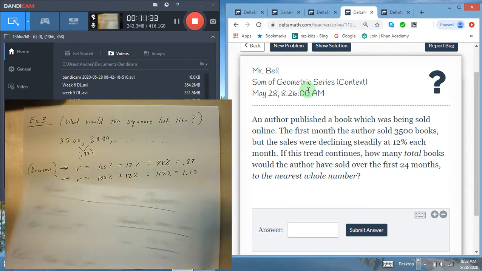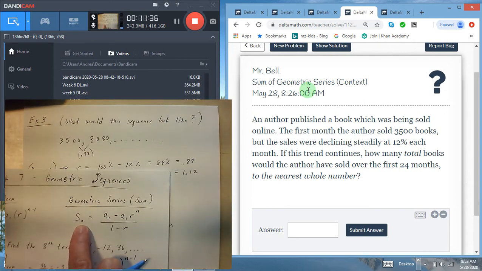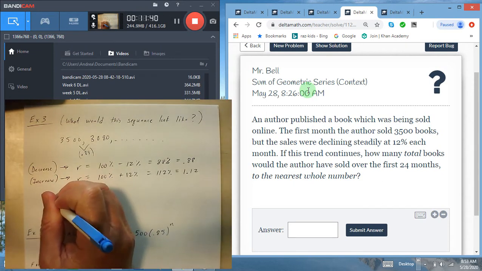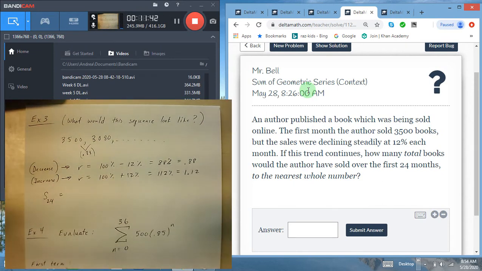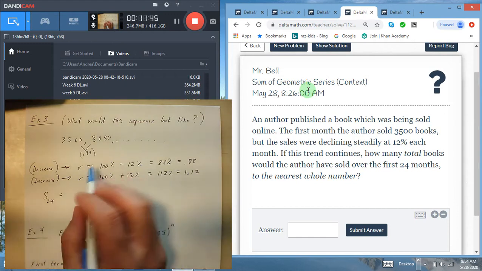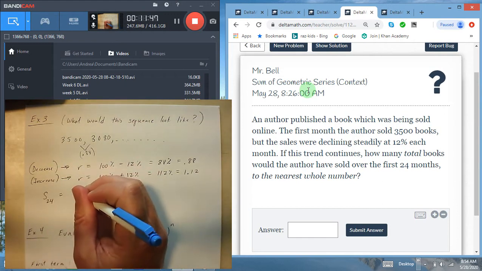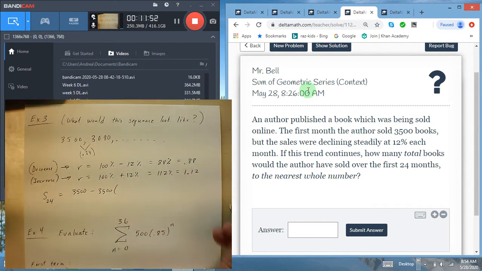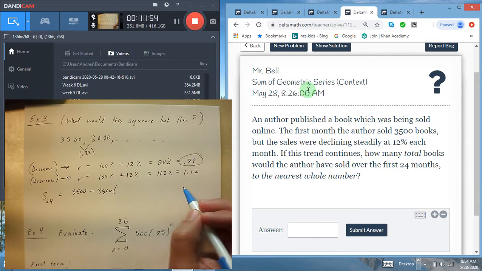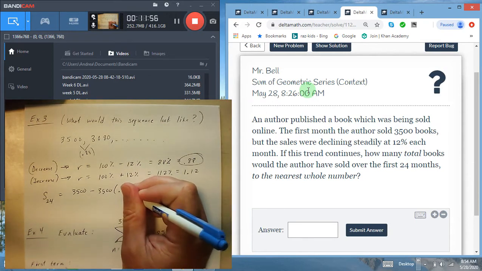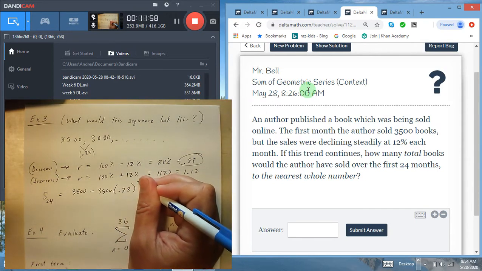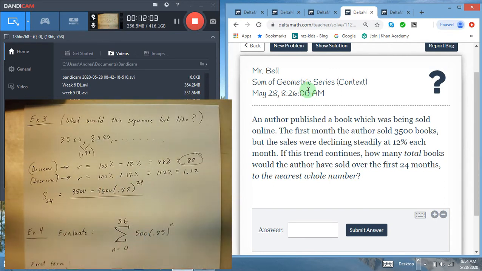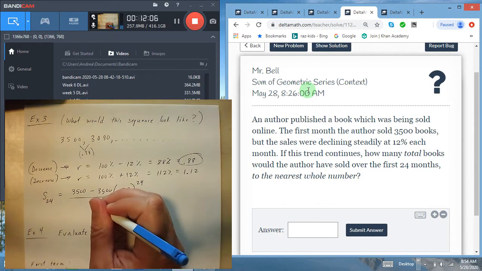This one right here, right? So S of 24 equals... okay, the numerator of the formula says A1. So A1 is 3,500 books. And then it's minus A1 times the common ratio. Common ratio for this is our 0.88 raised to the n power, which is 24. A little messy up here, but it's okay. Our calculator is going to do the work. All over 1 minus r.